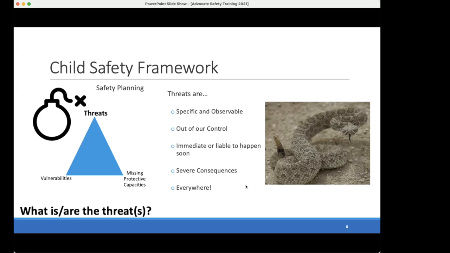Questions about how we diagnose a threat. How do you determine what's in your control and what's not in your control?